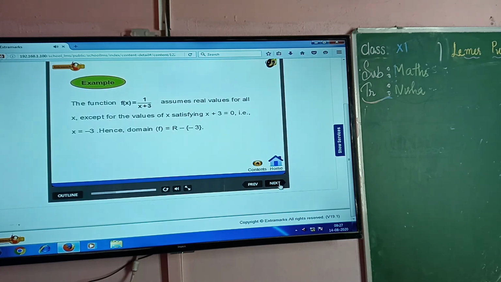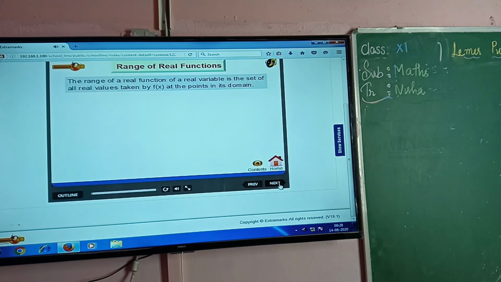Here we find the domain of a real function. The function f(x) is equal to 1 upon x plus 3, assumes real values for all x except for the values of x satisfying x plus 3 is equal to 0. Hence, domain of f is the set of real numbers except negative 3. The range of a real function of a real variable is the set of all the real values taken by f(x) at the points in its domain.